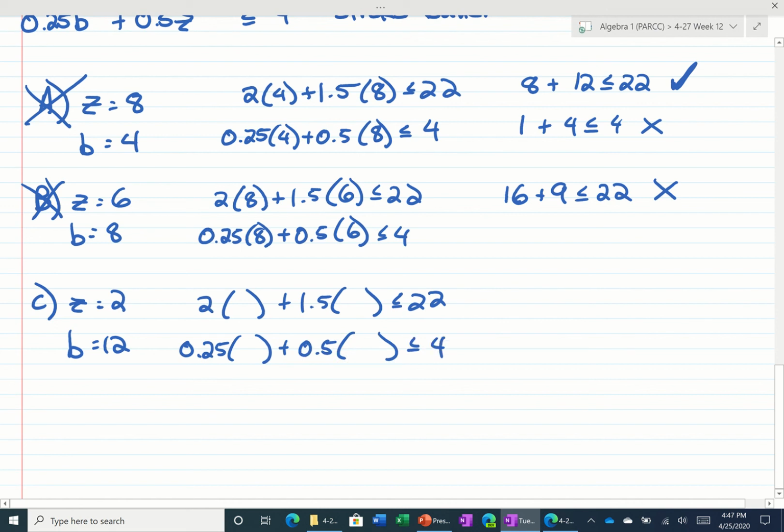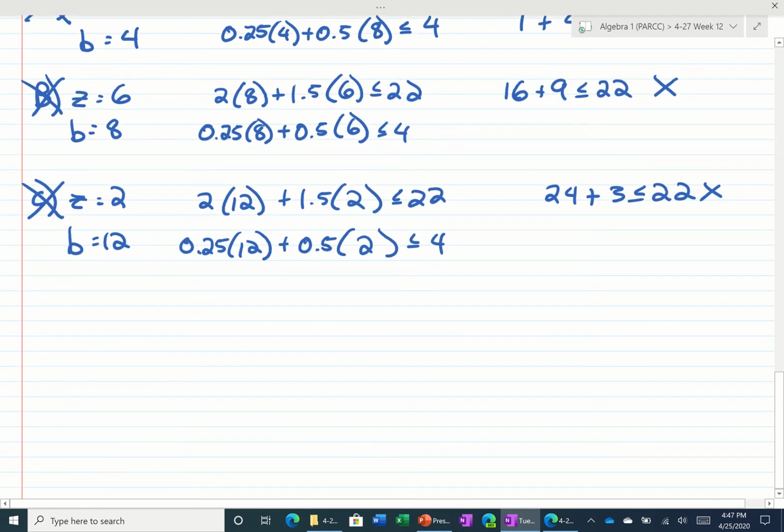All right, so I'm going to plug in 12 for B, and I'm going to plug in 2 for Z, and we get 24. Well, that's automatically not going to work, but what we would get is 24 plus 3 is less than or equal to 22. Well, that can't work, so it looks like the answer choice has to be D. That's the only one left, but I'm going to go ahead and just make sure. It kind of stinks when you have to try every single answer choice and the last one works, right?